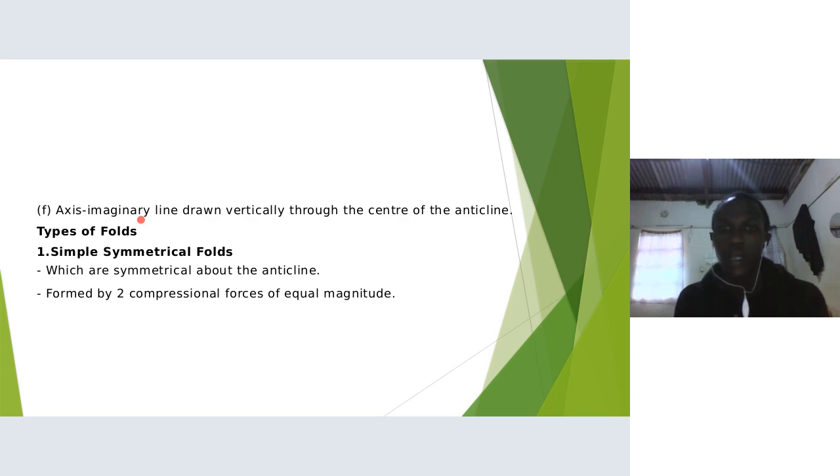Let's look at the types of fold. We have various types of fold, and our number one is the simple symmetrical fold. What is a simple symmetrical fold? It is formed by two compressional forces of equal magnitude.